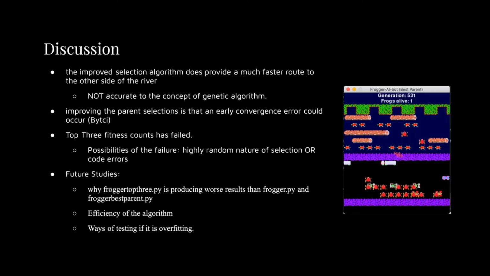or just an error in the code. Similarly, changing the population did not significantly impact the result from frogger.py, as we showed previously. Although our trials failed, we did come up with some potential possibilities for future study. This includes researching why frogger_top3.py is producing a worse result than frogger.py and frogger_bestparent.py. Additionally, it could also be interesting to look into ways to further improve the efficiency of these algorithms, as well as finding ways to distinguish whether frogger.py is worth fitting with its parent selection algorithm.